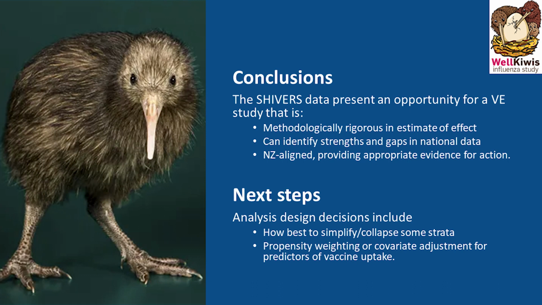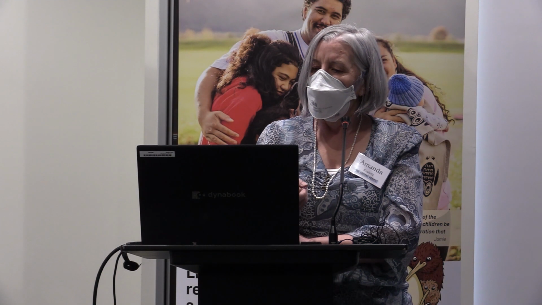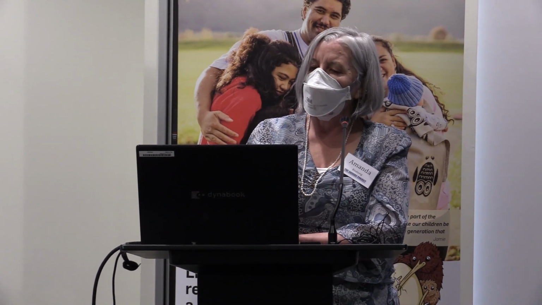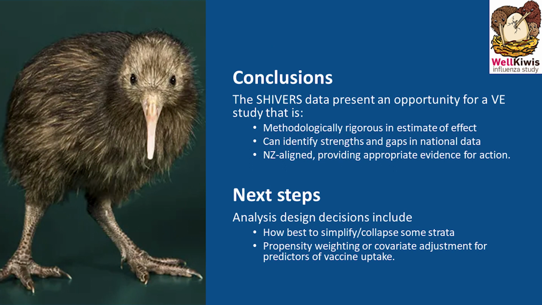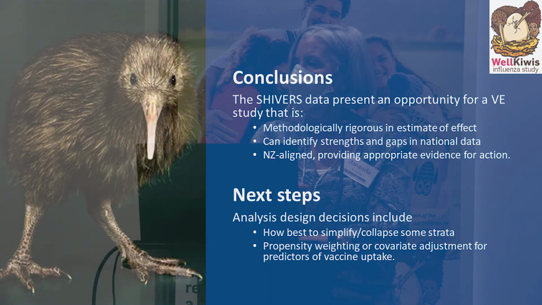So, in conclusion, we've got the SHIVERS data that present an opportunity for a VE study that is methodologically rigorous in terms of our estimate of effect. We've got lots of opportunities to address those sources of bias. We can identify some strengths and gaps in the national data, and that's going to be a very useful comparison to make. And most of all, it's New Zealand aligned. It's providing appropriate and very location-specific evidence for action.